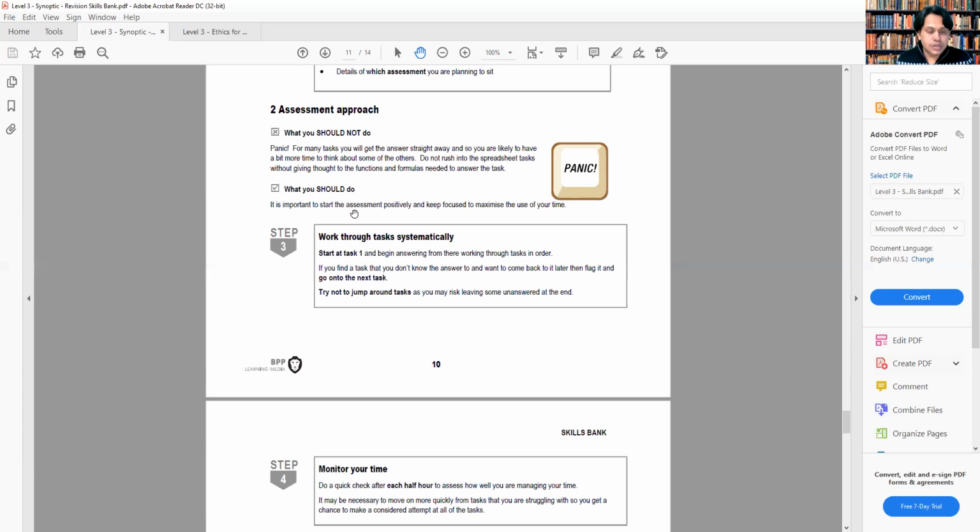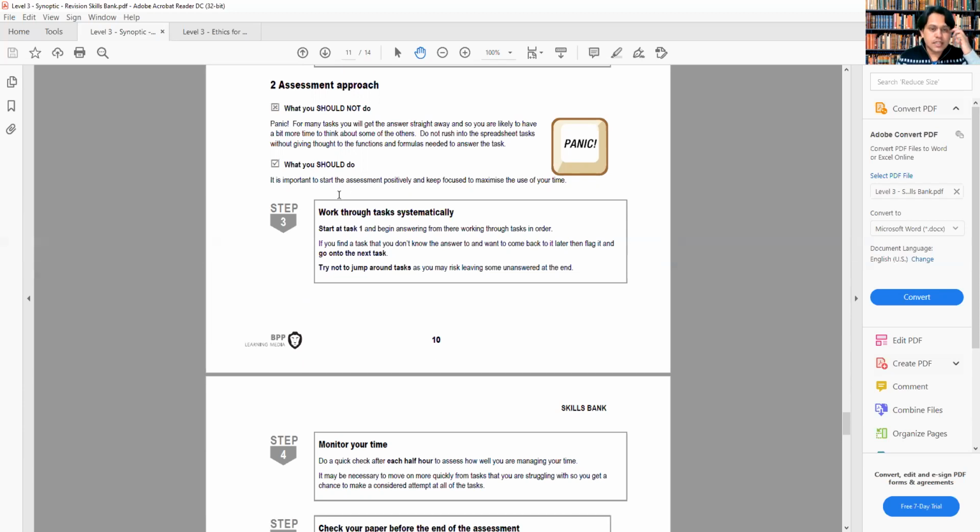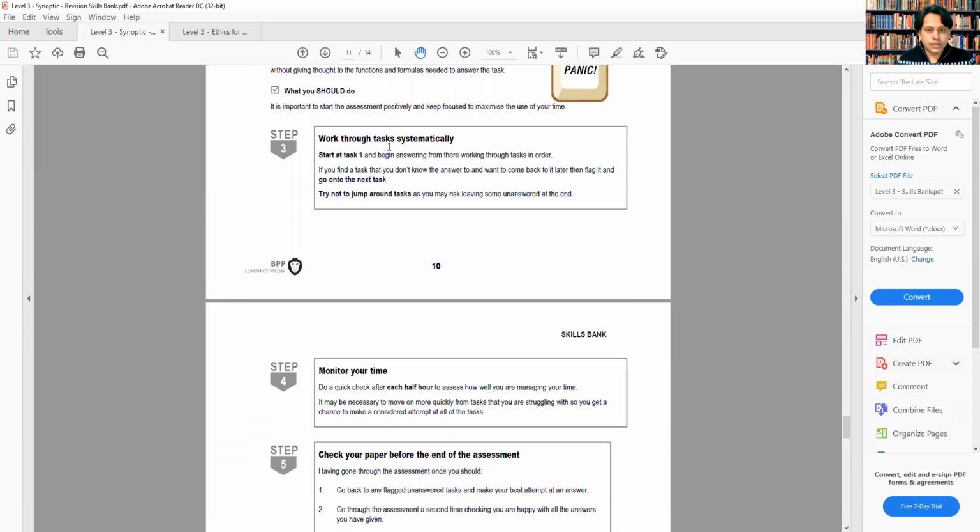Then what you should do. It is important to start the assessment positively and keep focus to maximize the use of your time. Work through tasks systematically. Start at task one and work through in order, because if you move to the next one, you may not come back. It's not like there are two separate exams, remember that. So make sure you do the first one first. It's not like I'm going to the Excel, then I come back here. Maybe the system will not allow you to come back. It will tell you if you move to the next one, you cannot come back.